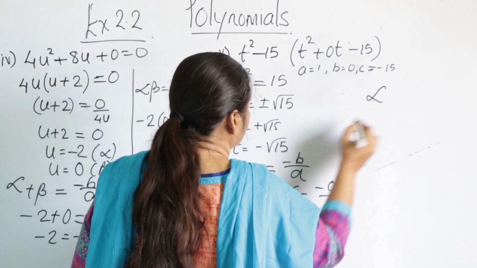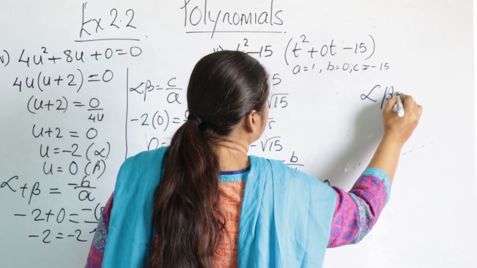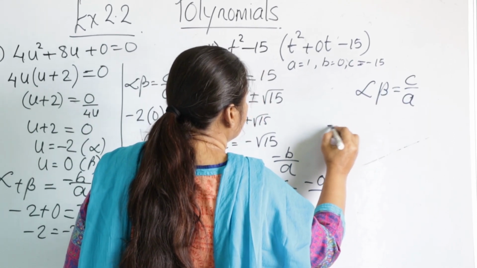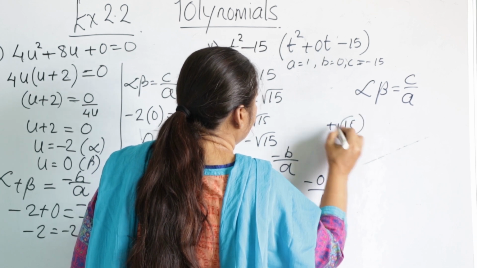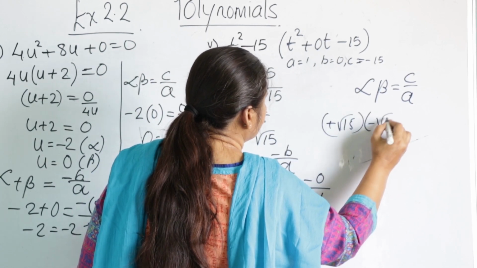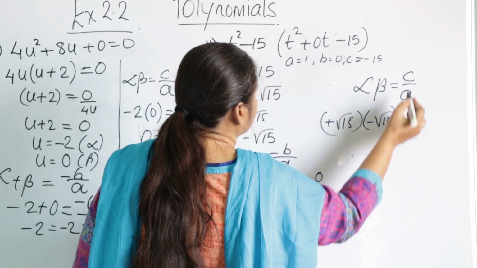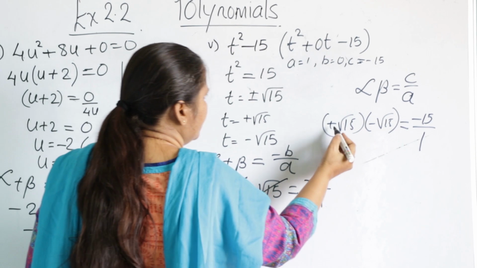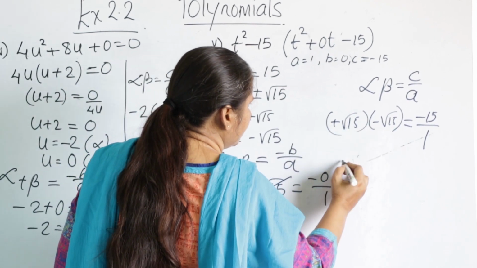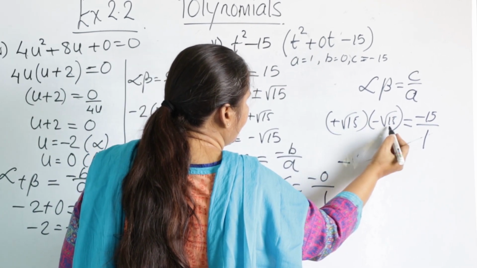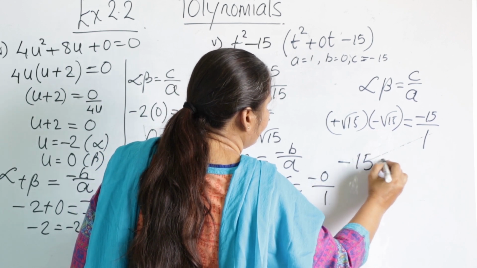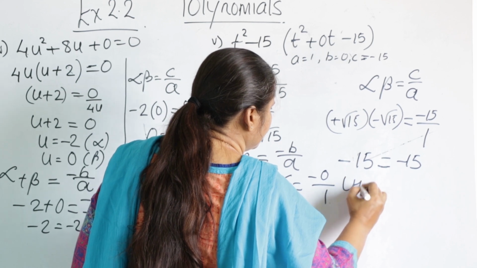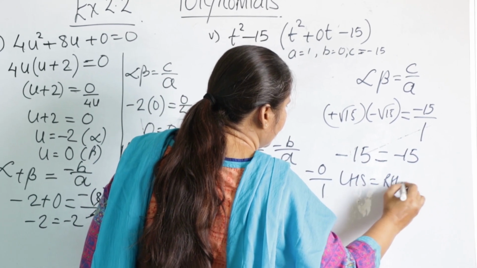Now, let us do with alpha times beta, which is c by a. This is plus root 15 times minus root 15 equals. What is our c? Minus 15 by 1. Plus times minus is minus. Root 15 times root 15 is nothing but 15. This is again minus 15. LHS is equal to RHS.